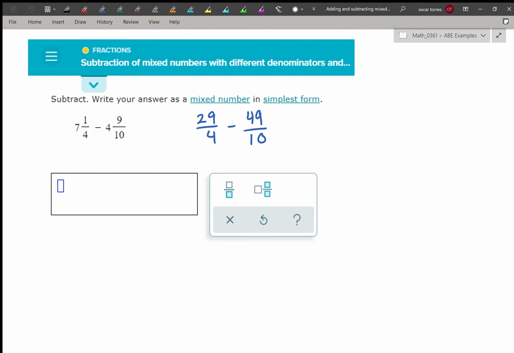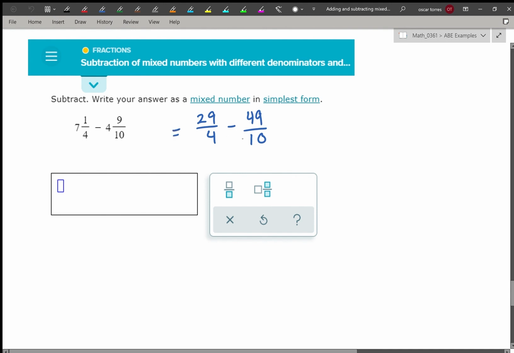Because we're subtracting numbers, we need to make sure that the denominators are the same. So what's a common multiple between 4 and 10? Well, multiples of 4 would include 4, 8, 12, 16, 20, and so on. And multiples of 10 would include 10, 20, 30, 40, etc. What number do they share? Well, they share a 20. So that's the least common denominator that we want to get.